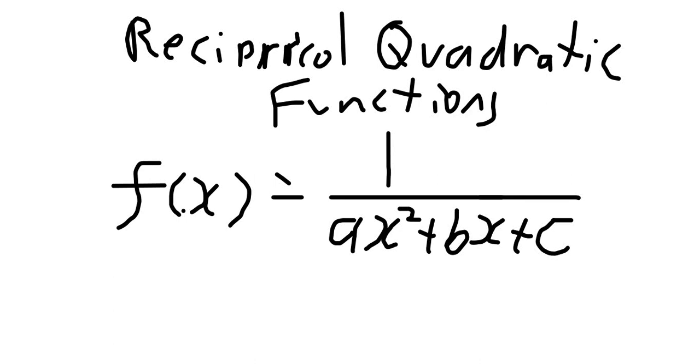Looking at the graph of a reciprocal quadratic function. A reciprocal quadratic function is when you have 1 divided by some quadratic function. So this general form, ax squared plus bx plus c, could apply to absolutely any quadratic at all.